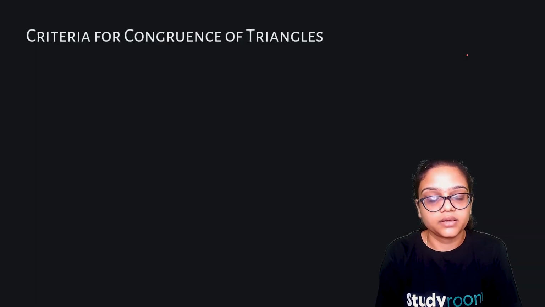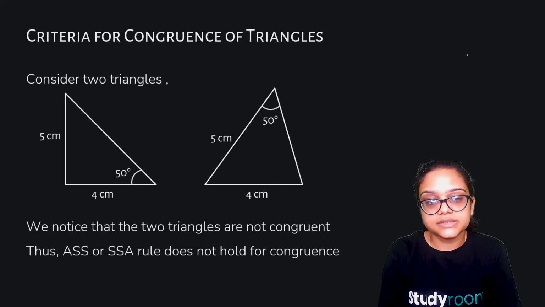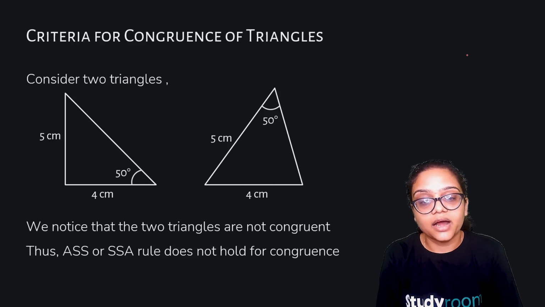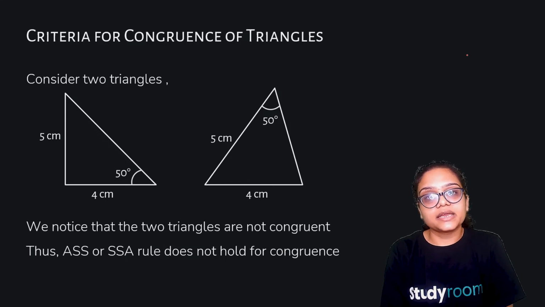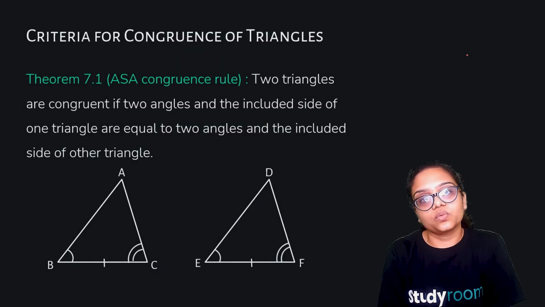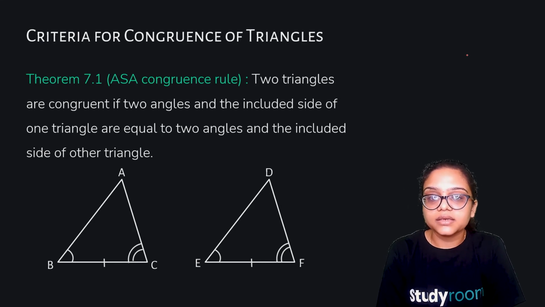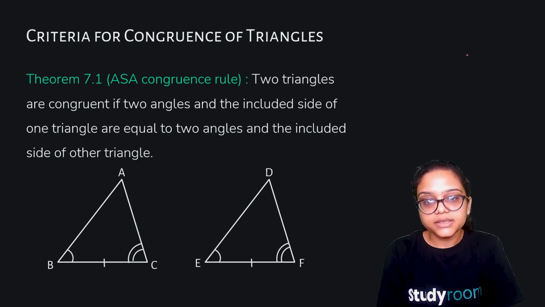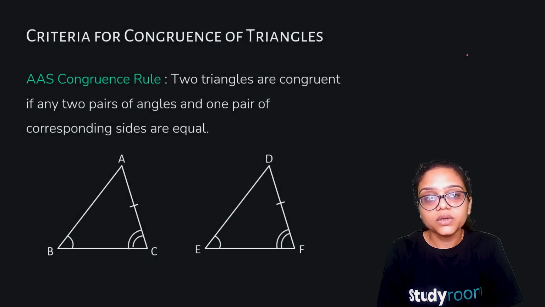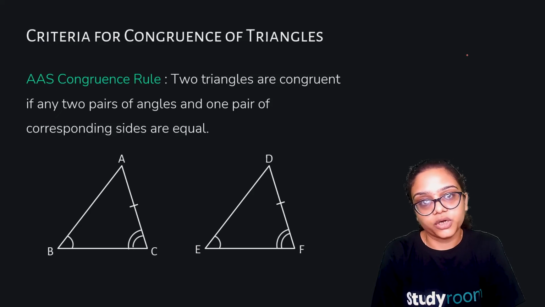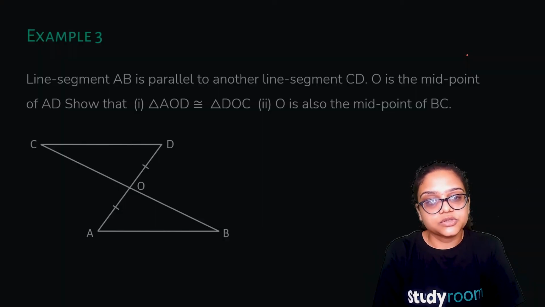Correct? Okay. Now, criteria for congruency of triangles. Consider two triangles. The two triangles are not congruent. Thus, ASS and SSA do not apply as rules of congruency. SAS is the one, but ASS and SSA means that you cannot make a rule on your own. You have to learn them. SAS is a rule. ASA is a rule. Angle side angle is also a rule, but the side should be the included or common side of both angles. Correct? You can see in the figure. Now, AAS: two triangles are congruent if they have two pairs of angles and one pair of corresponding sides equal. Okay, so this is also a rule.